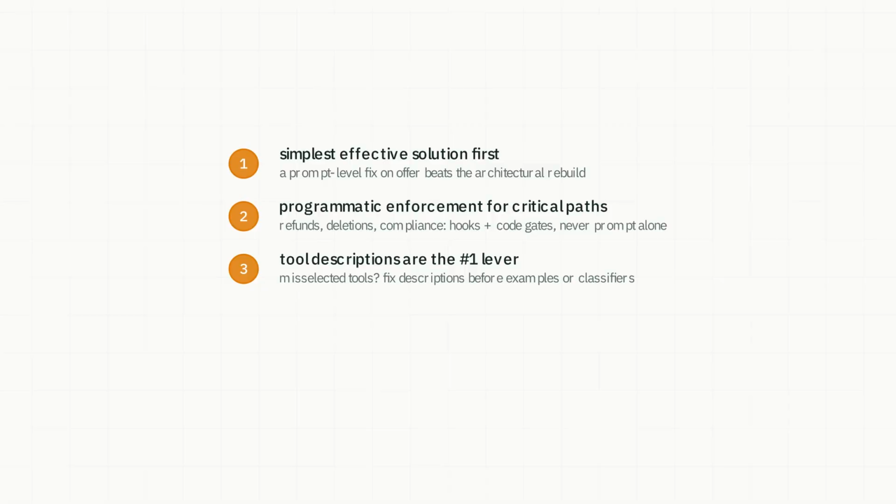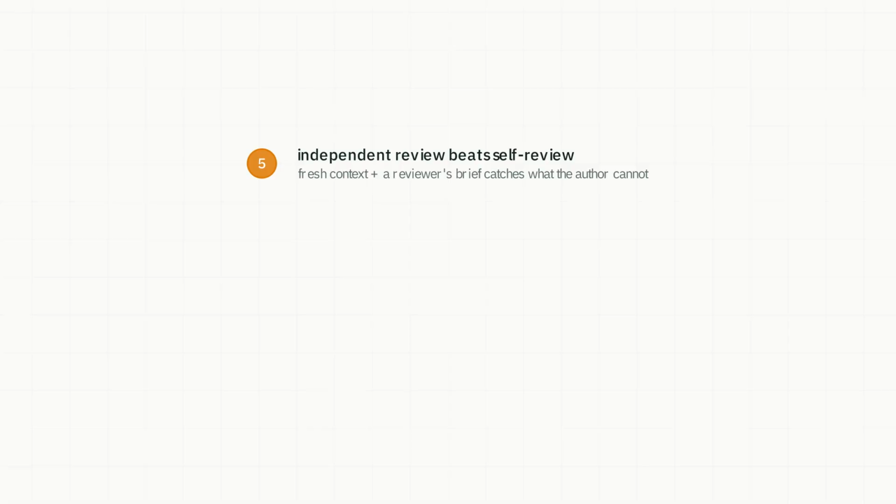When tools get miselected, fix the descriptions before you reach for examples, classifiers, or restructuring. Law 4, a few concrete examples beat a page of instructions whenever output is inconsistent. Law 5, independent review beats self-review. The same reasoning that produced an error will happily rationalize it. A second instance with fresh context and a reviewer's brief catches what the author cannot.